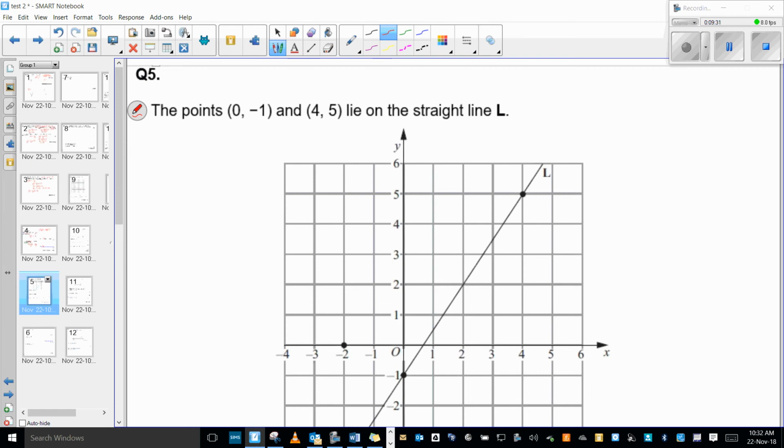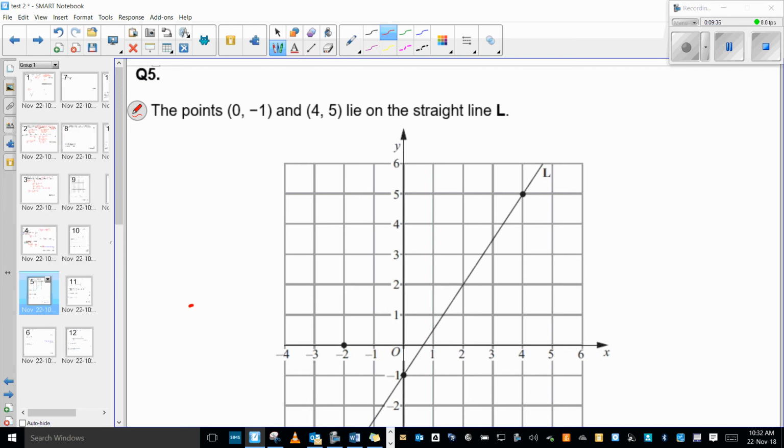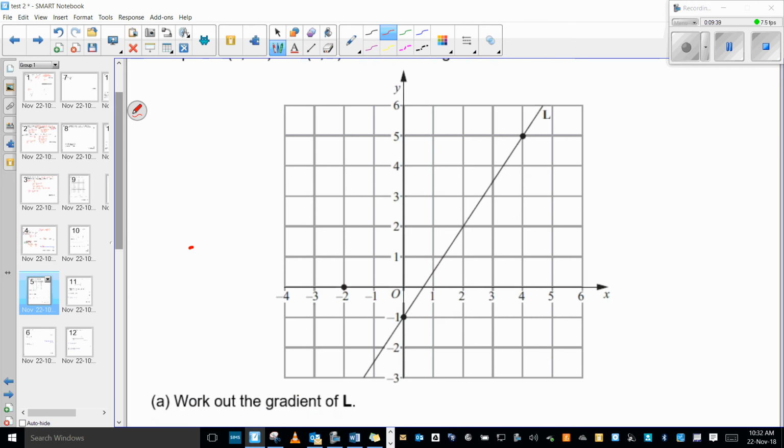Number 5, yes? Alright, so the points 0, -1 and 4, 5 lie on a straight line. I've even drawn the picture for you. How beautiful. Find the gradient. So we're trying to find the rise and the run. An issue, no, not for this one. So rise and run. So you choose any two points. Doesn't matter which two you choose.